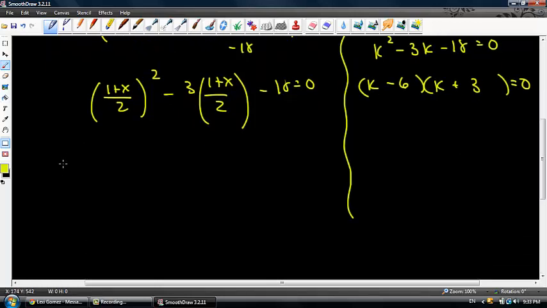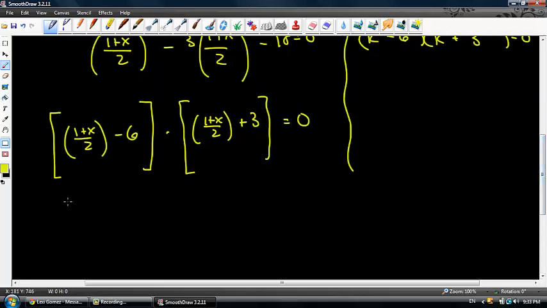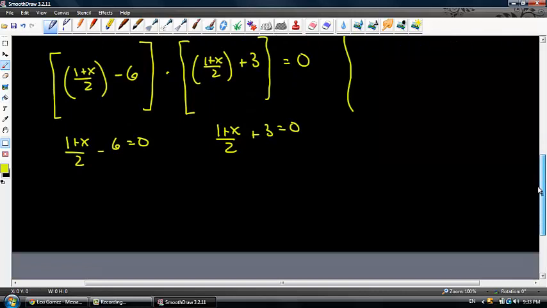So now what you've got instead is, I'm going to separate our brackets here. You've got junk, which is k, (1 plus x over 2) minus 6 times (1 plus x over 2) plus 3 equals 0. Okay, this problem stinks. 1 plus x over 2 minus 6 equals 0. 1 plus x over 2 plus 3 equals 0. Let's solve the last one first.